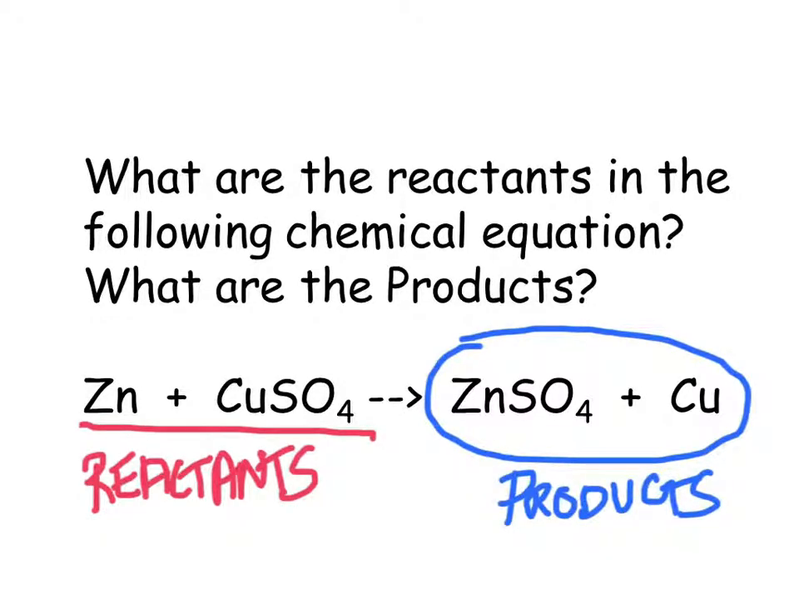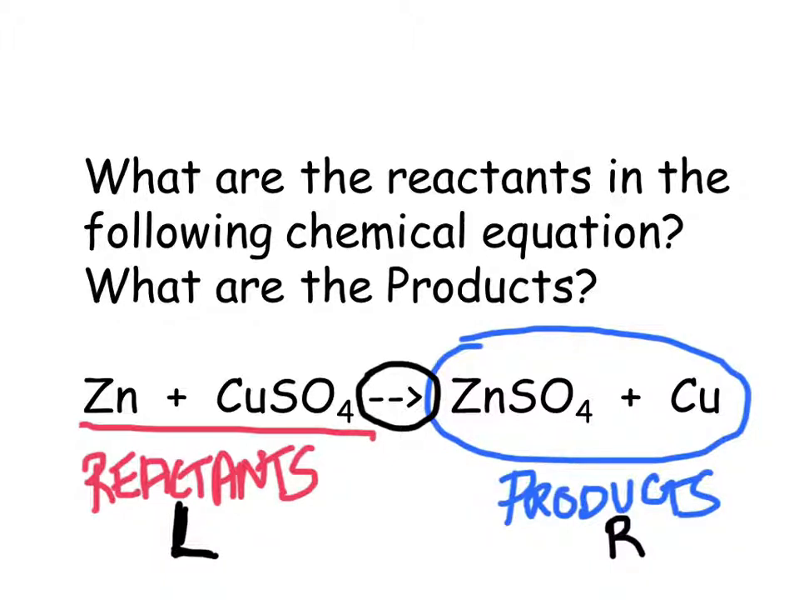Okay, so I have underlined the reactants, and I have circled the products and labeled them. Notice that I said before that the reactants are going to be to the left of the yield arrow, and this is our yield arrow. So this is the left-hand side of the equation, and this is our right-hand side of the equation. The reactants are always on the left-hand side of the arrow, and the products are on the right-hand side of the arrow. So basically the reactants point to the products.